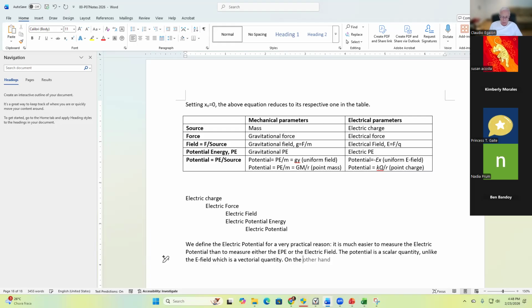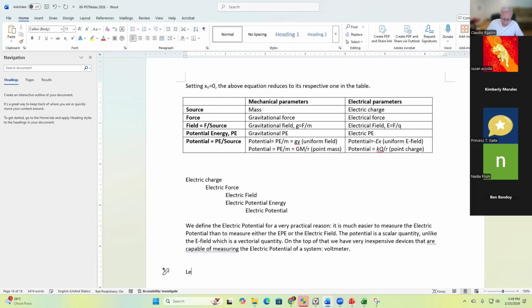And on top of that, we have very inexpensive devices that are capable of measuring the electric potential of a system. Okay, and this device is called the voltmeter. So I defined the electric potential for you, including the electric potential energy, right? Let us now talk about the units of the electric potential.